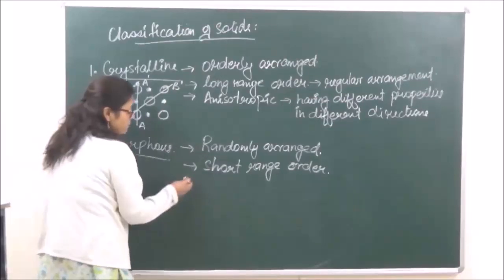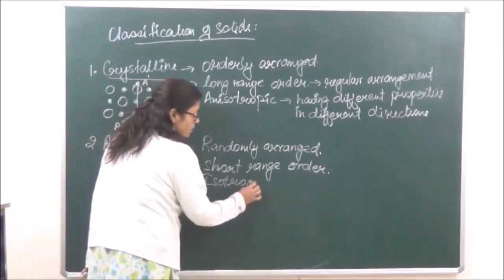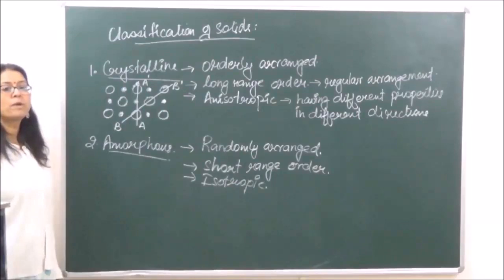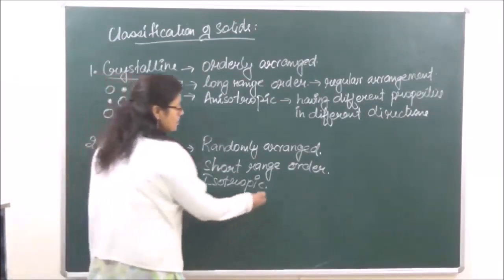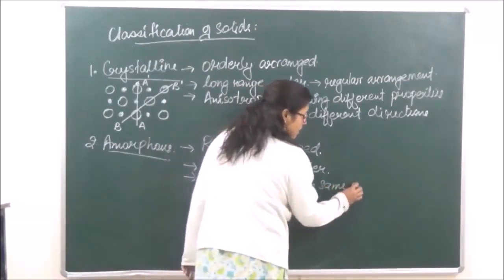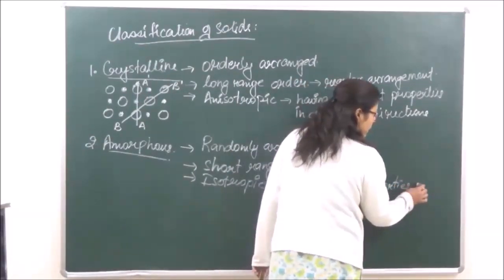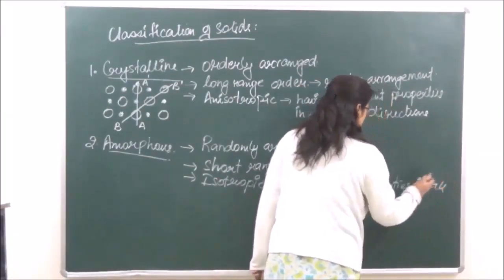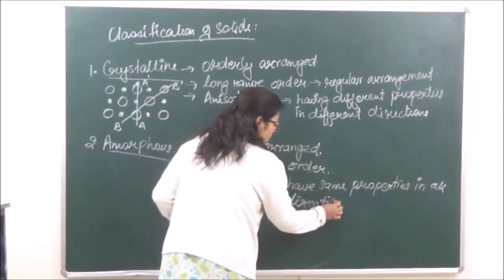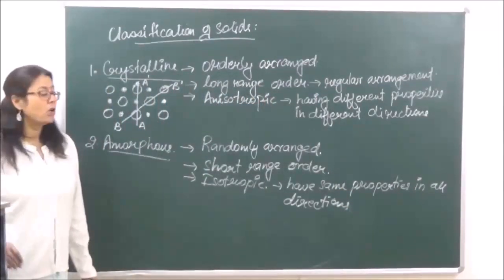Then the second, the difference over here, the amorphous solids, they are isotropic in nature. Isotropic का मतलब क्या हुआ? They have same properties in all directions. Okay, so they have same properties in all directions.